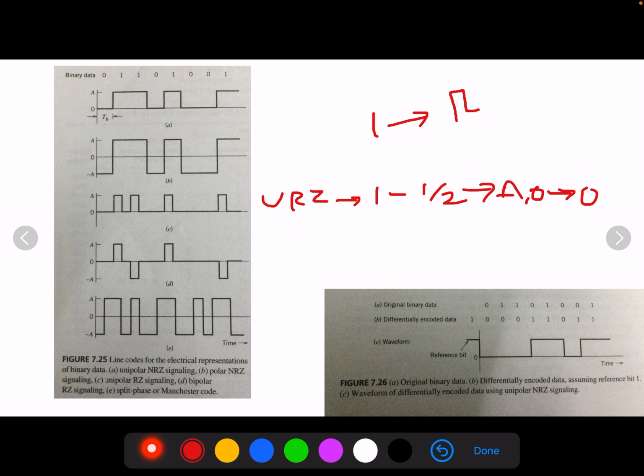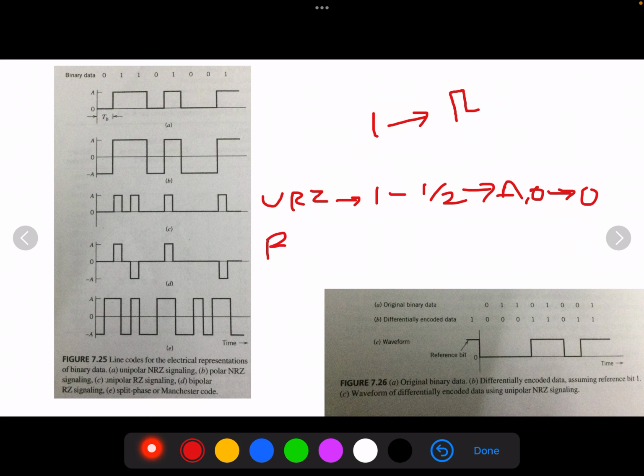An attractive feature of this line code is the presence of a delta function at f equal to 0, plus or minus 1 by Tb, in the power spectrum of the transmitted signal, which can be used for bit timing recovery at the receiver. However, its disadvantage is that it requires 3 dB more power than polar return to 0 signaling for the same probability of symbol error.